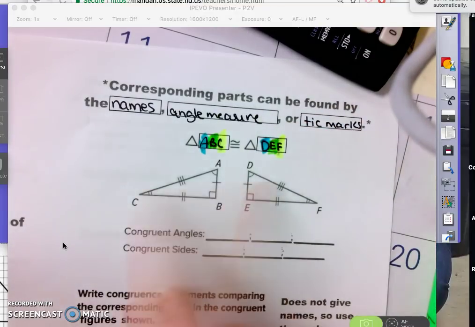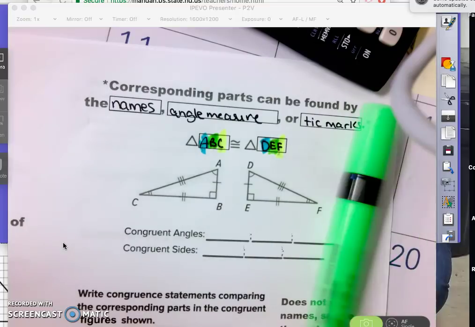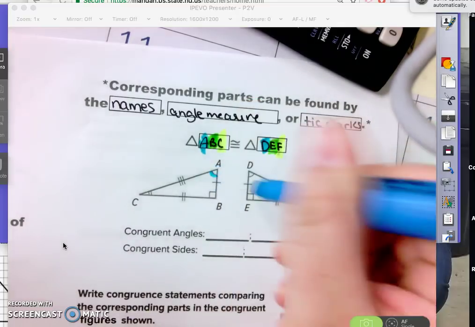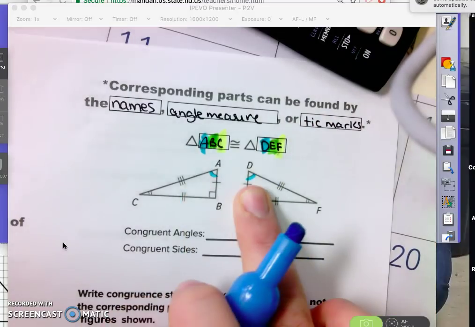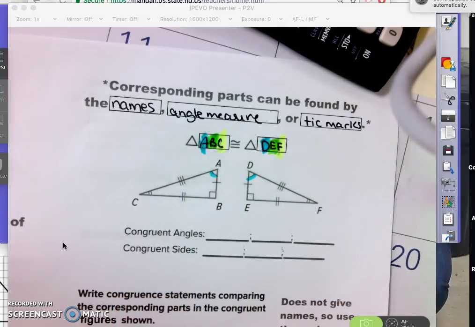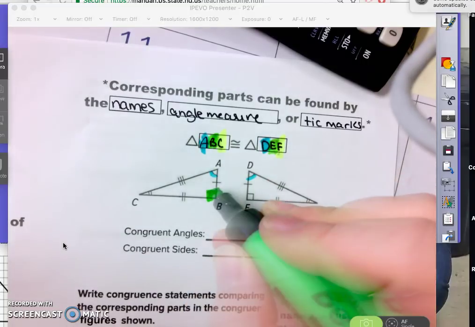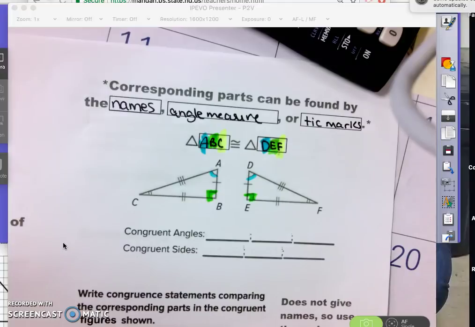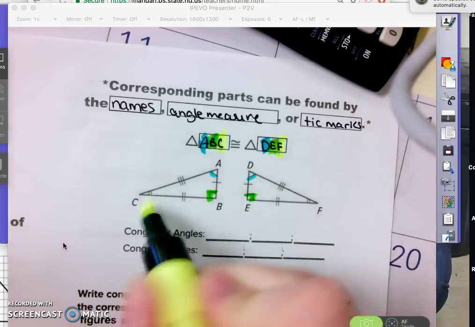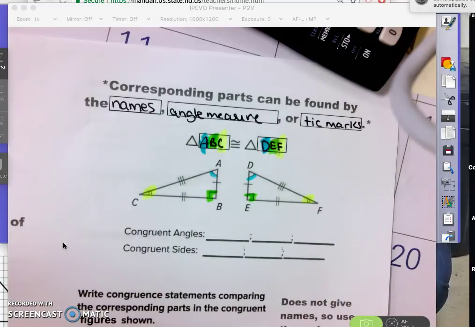Now if we go down to here, we see that A has one little mark, and I have one little mark on D. That means those are the same. They are equal. Then I go to B. B is my green, and that's the right angle. If this is 90 degrees, and this is a right angle, and this is 90 degrees, that means B and E are equal. And then C is our last one. It's really hard to see, but there's 2 little marks there, and there's 2 little marks here. That means those are equal.